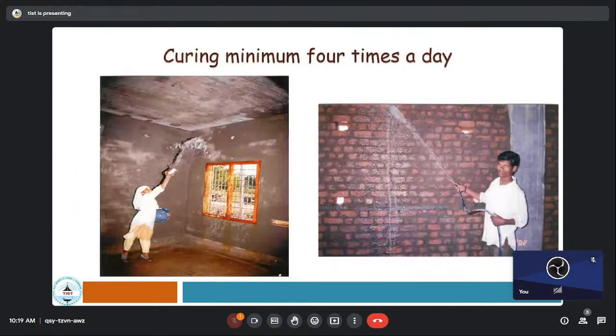And curing has to be done properly. You should wet it, because that is the only time you are going to fetch water. Later on, otherwise, the bricks will find their own way to get water. You should not do that.